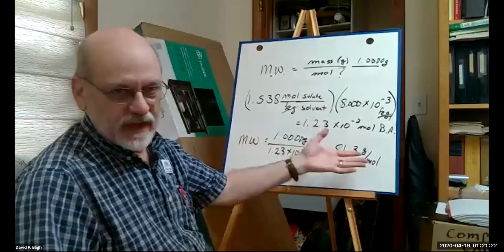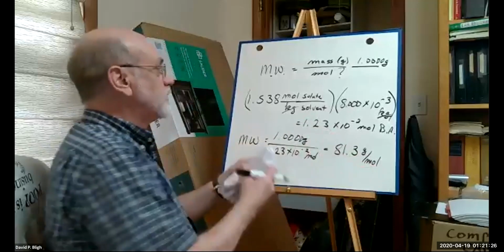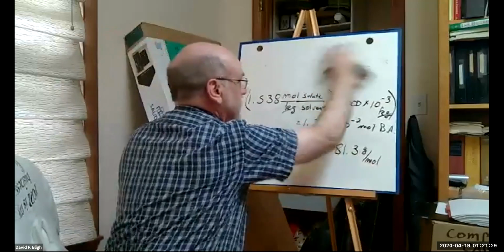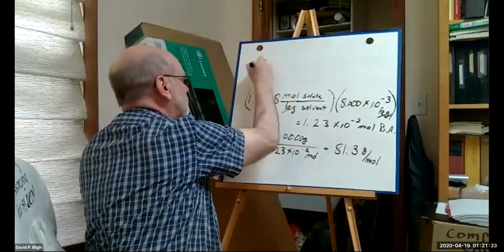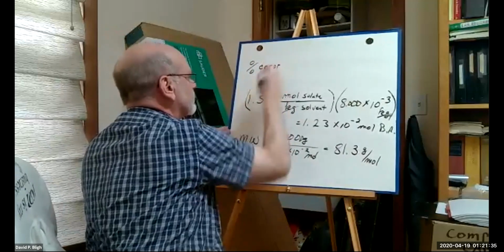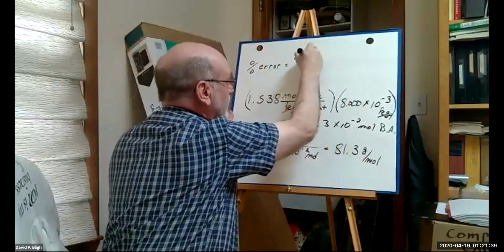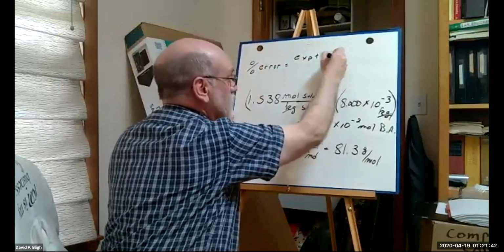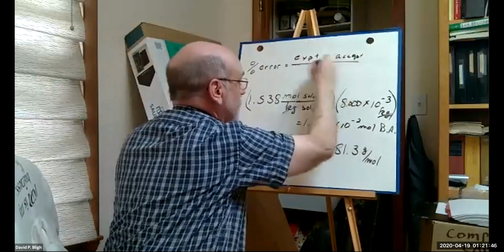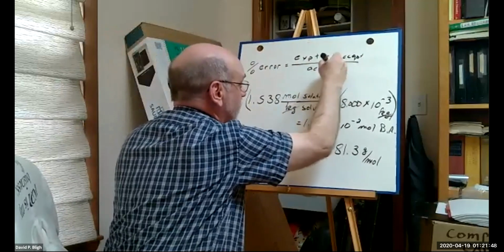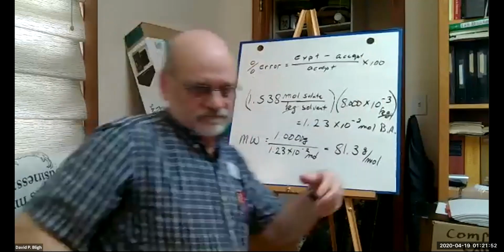But suppose we do that, right? And let's just exercise percent error. How would we calculate percent error from that? Right? Percent error is experimental value minus accepted divided by accepted times 100.